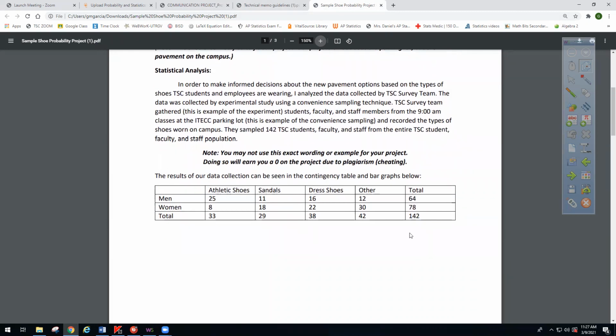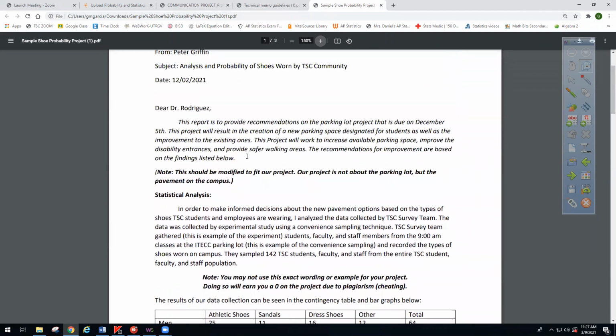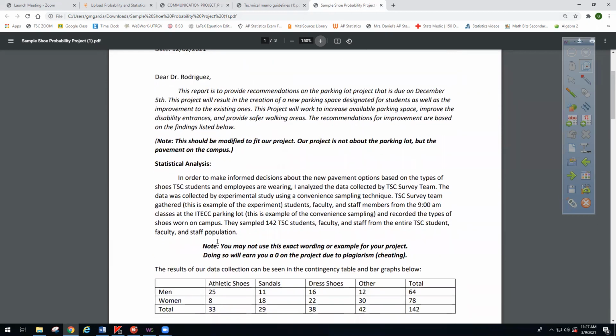This is your two-way table. This is how you can put it together. Again, it's not going to be exactly the same, okay? You cannot do exactly what it says here, because then you may not use this exact wording or example for your project. Doing so will earn you a 0 on the project due to plagiarism, which is cheating. Remember, this is a test grade. You just modify it to fit your project.